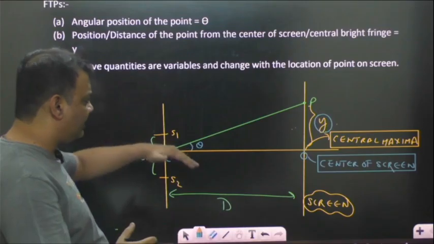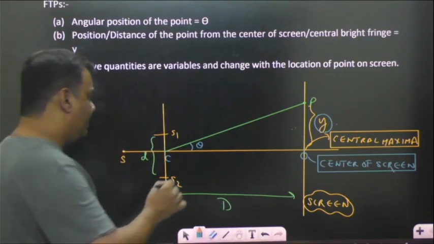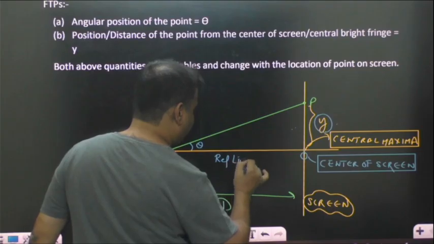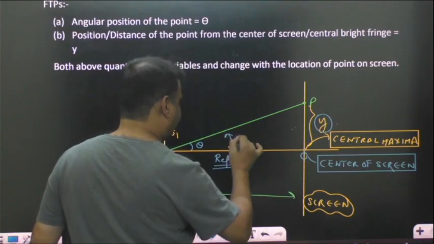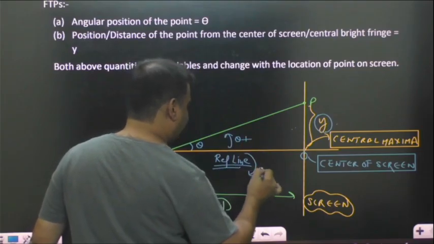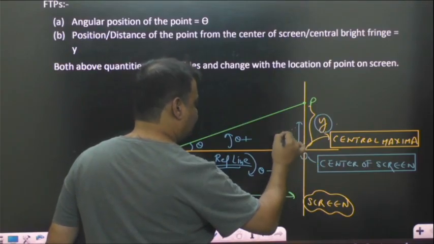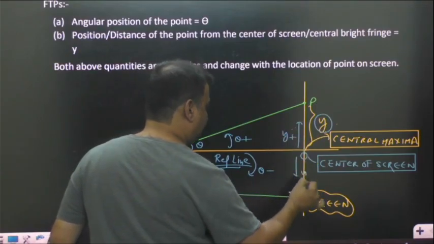If you take different points on the screen, both theta and y will be changing. For different points, we will have different theta, we will have different y, and we have seen this is the reference line for measuring theta. Above this line, theta will be positive, below this line, theta will be negative, and this is the origin, the center of the screen. Above the origin, y will be positive, and below the origin, y will be negative.